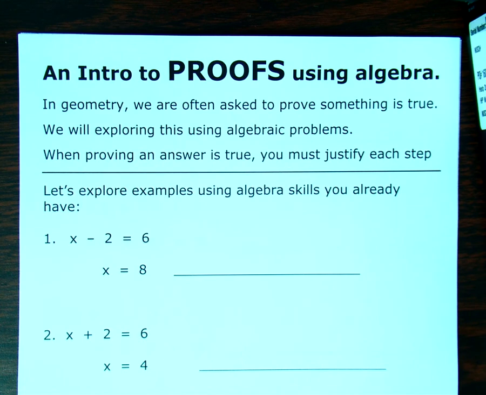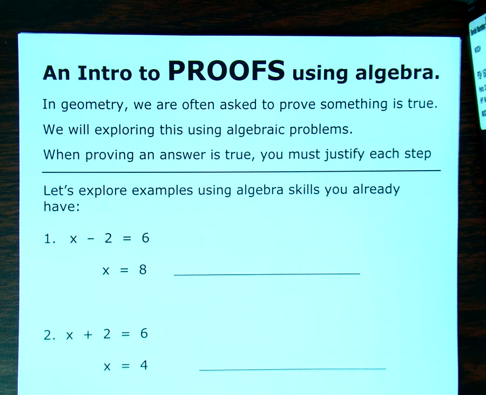We're going to do an introduction to proofs, and we're going to start with something that we understand, which is our algebra skills. In geometry, oftentimes we're going to be asked to prove that something is true. So we're going to be using algebra problems to learn how to do this proving process. When proving an answer is true, you have to justify each thing that you do to get from one step to the next in solving your problem. So let's explore some examples using the algebra skills you already have.